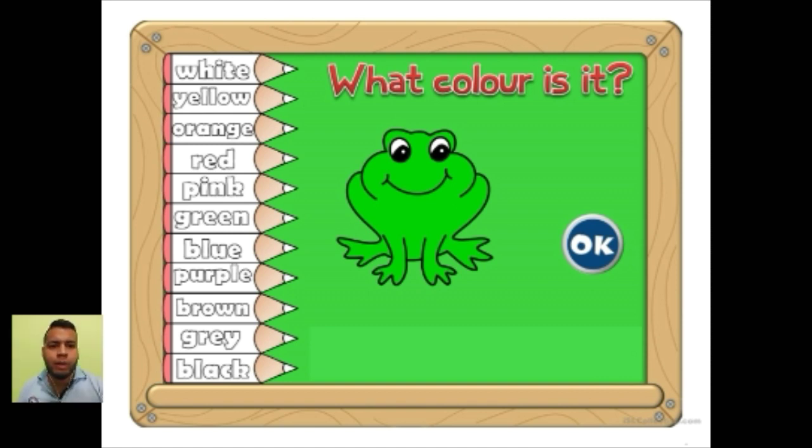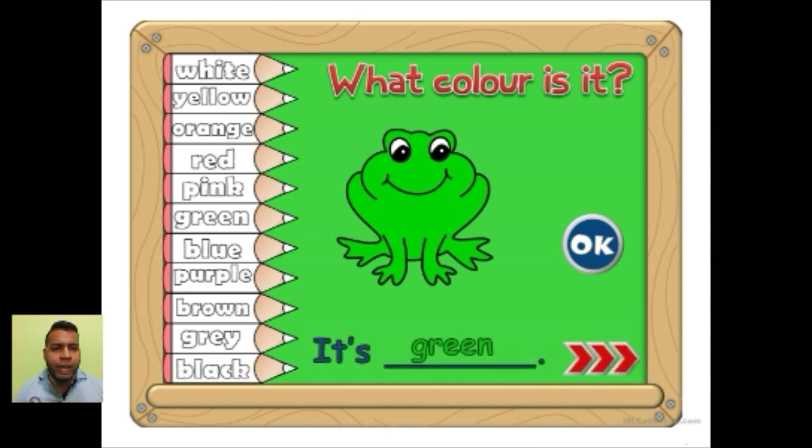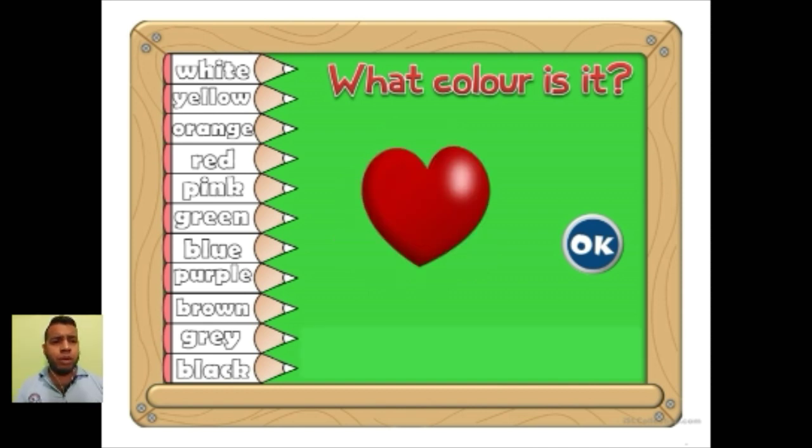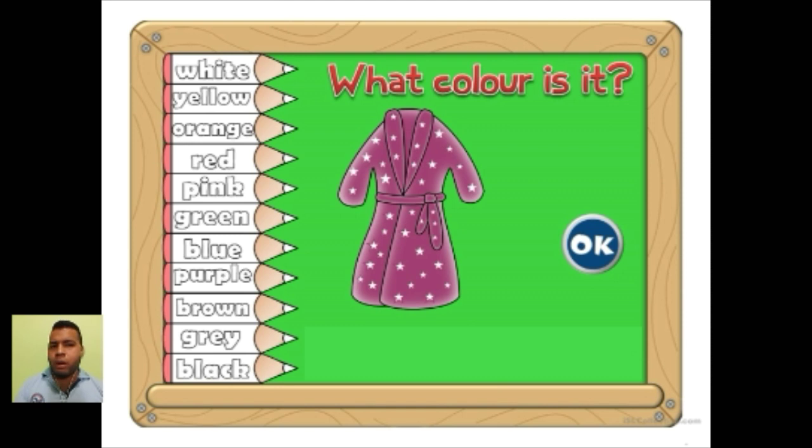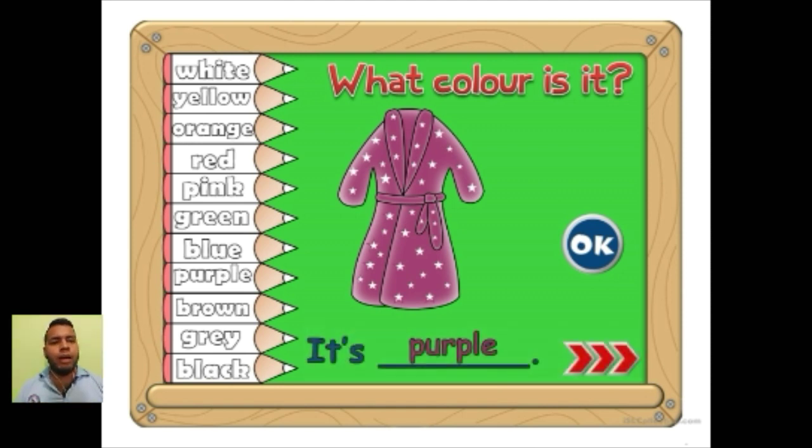What color is it? It's green. Okay, esta es la manera correcta de responder esta pregunta. It's green. Second question. What color is this? What color is it? It's red. What color is it? It's purple.